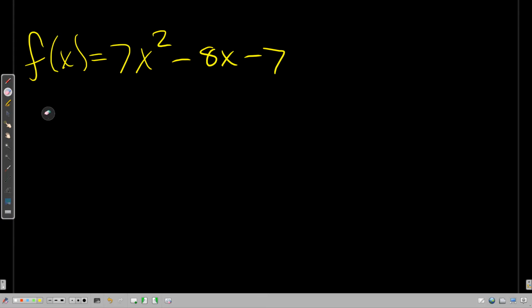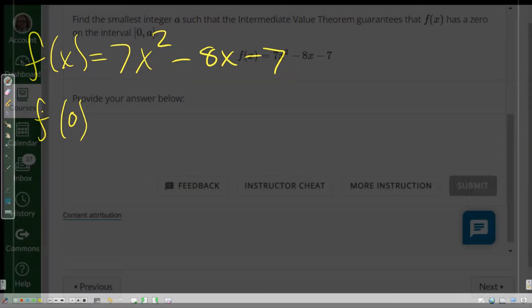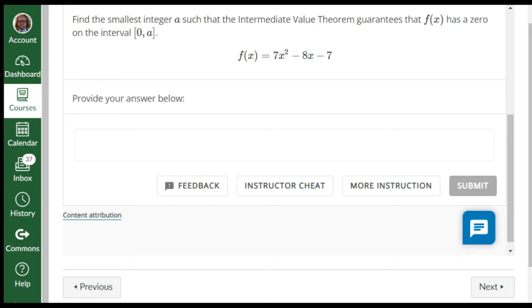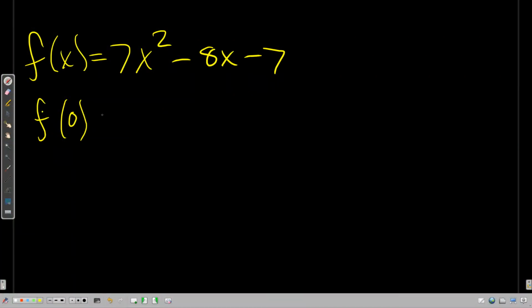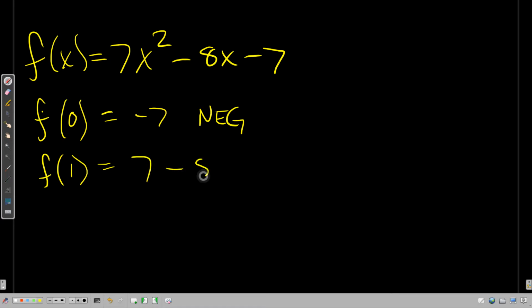Well, actually, let me back up. First thing we should probably do is check the sign of our function at 0. How come? Because our interval starts at 0. So I want to know what is the sign of f of 0. Okay, well, f of 0 is negative because it's just going to come out to be -7, so that's negative. I'll be done if f of 1 is a positive number, because this would be, let's see, f of 1 is 7 minus 8 minus 7. Well, that's still negative.